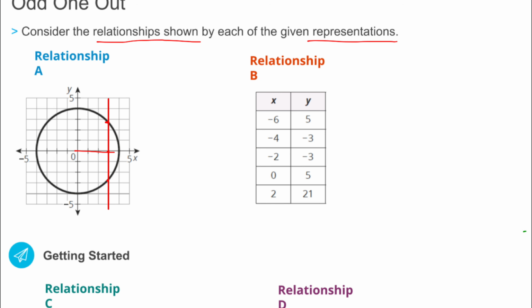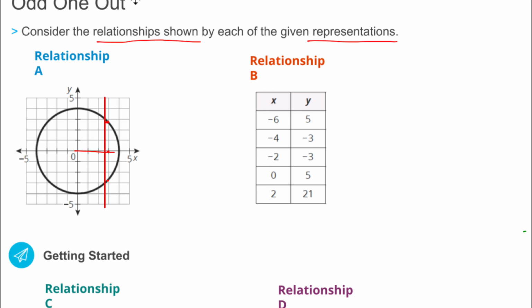If I take a vertical line and I pass it over any graph and that graph touches the line more than once, then we know it's not a function. This is just a relationship. It's not a special relationship that we call a function.